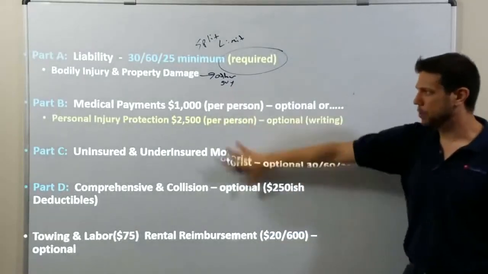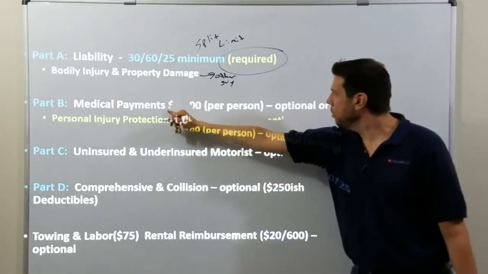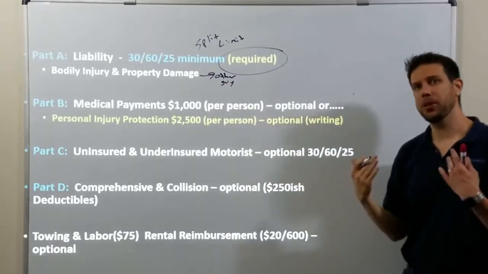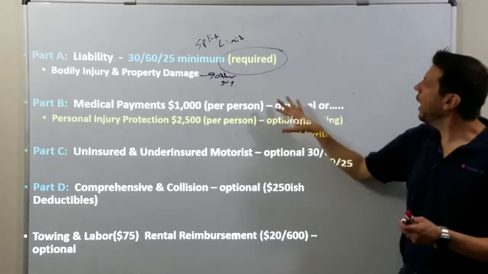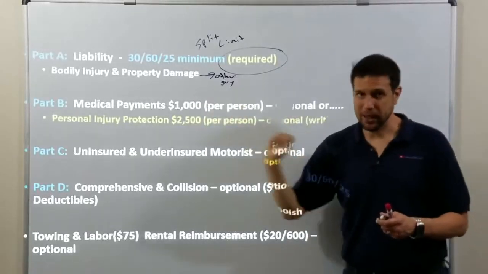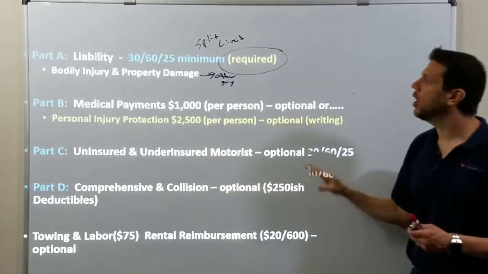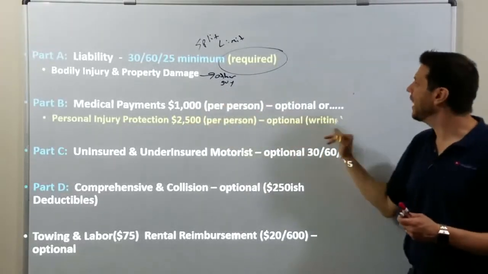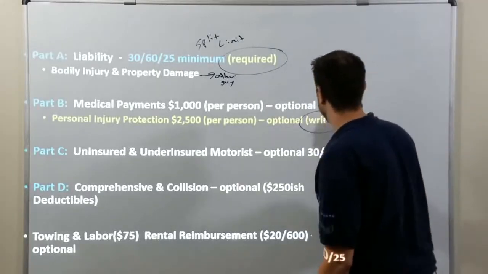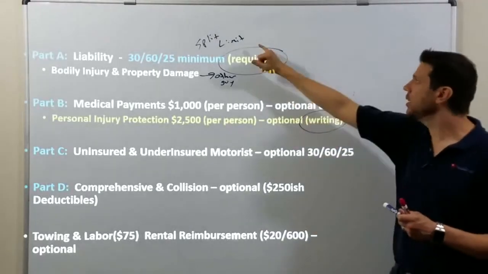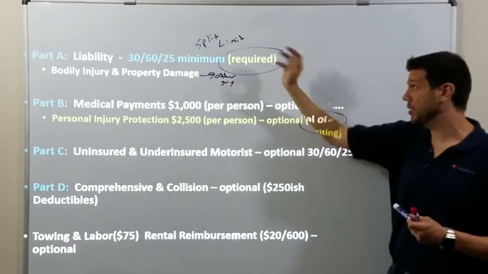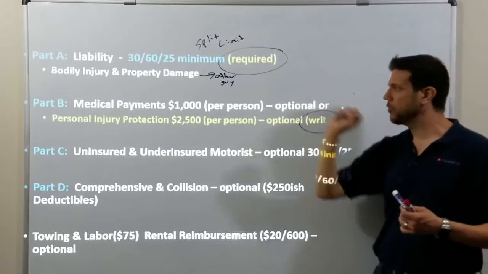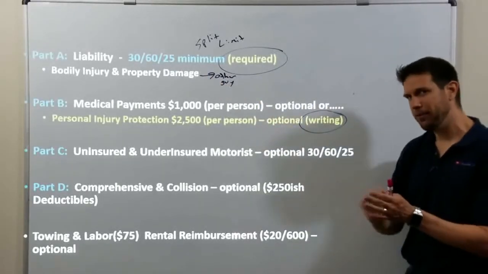Now let's talk about the other parts of the policy. Medical payments and PIP. On your test and as an agent, you have to offer medical payments and PIP to every customer. You must offer the customer the option to purchase them, but they can opt out in writing. Liability, you have to offer it and they have to take it in some form for their policy. Whereas medical payments, you have to offer, but if the customer doesn't want to pay for it, they can opt out in writing.